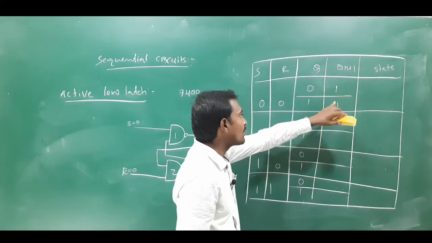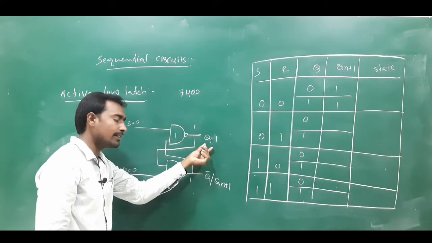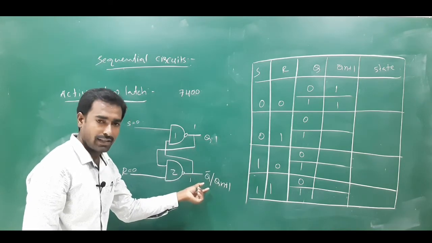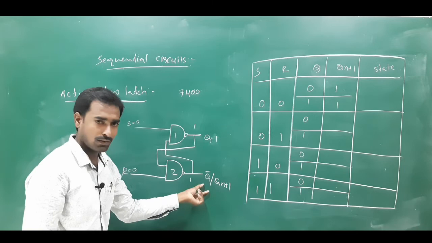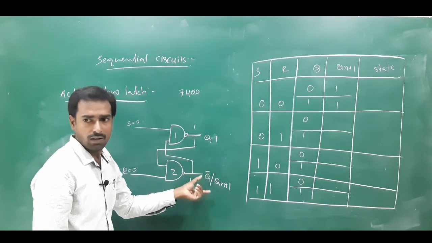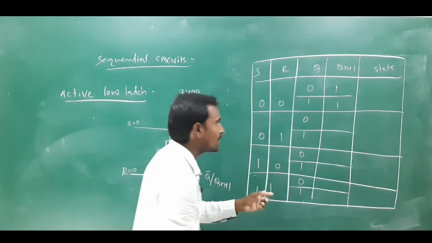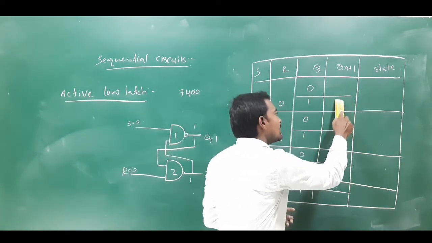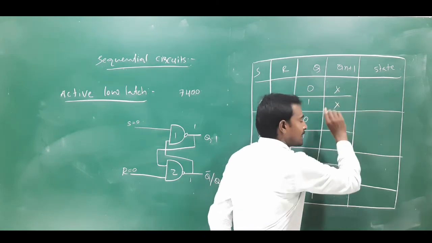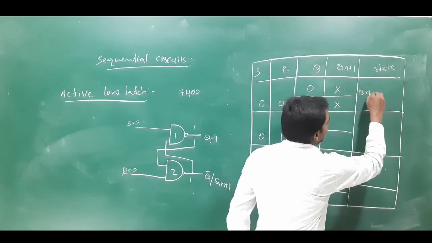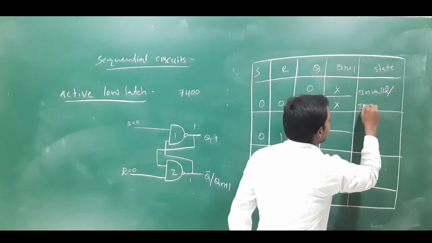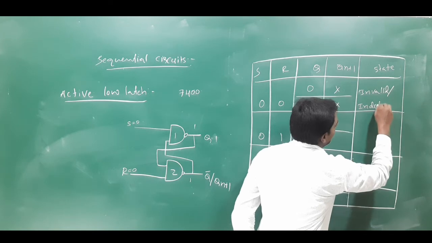This is not possible, because whenever we take the present state Q equal to 0, we have to get the next state Qn plus 1 equal to 0, but here it is 1. So this is not possible, and that's why this state is indicated with X, and this state is called the invalid or indeterminate state.